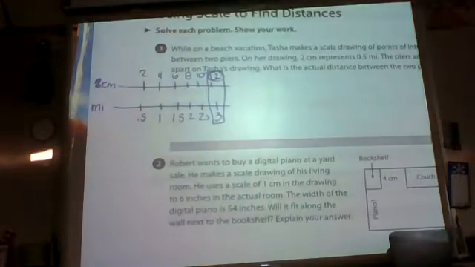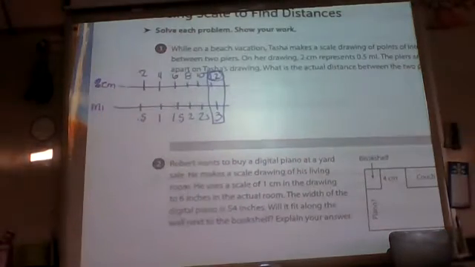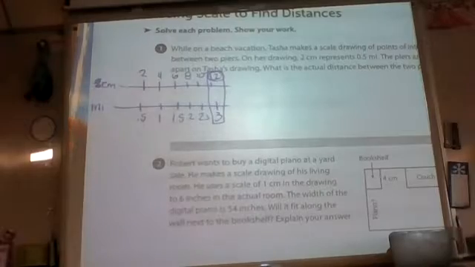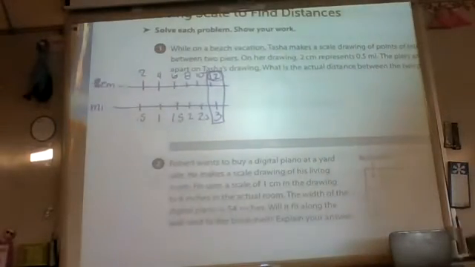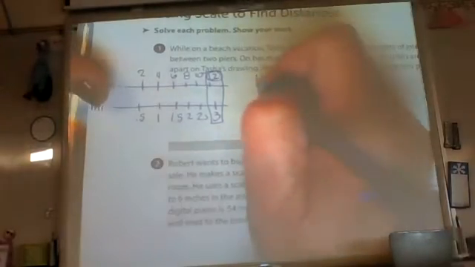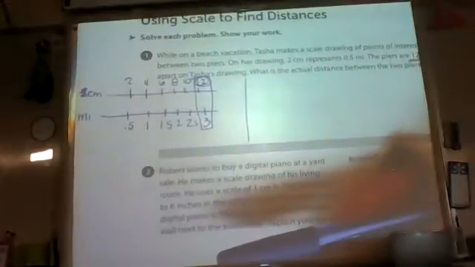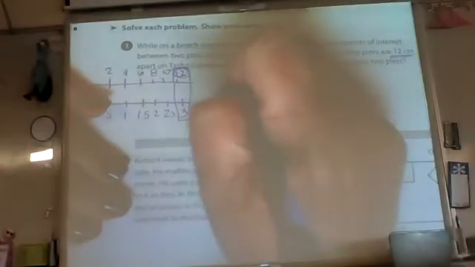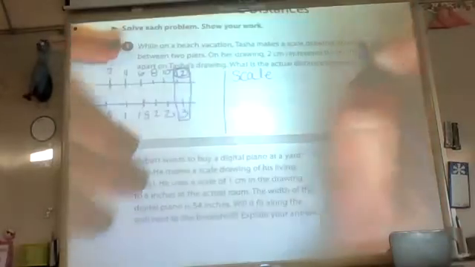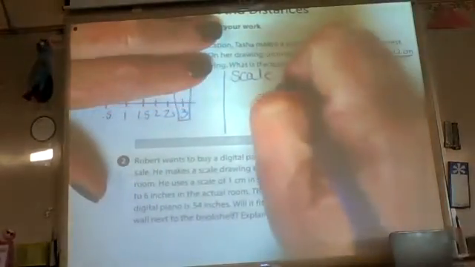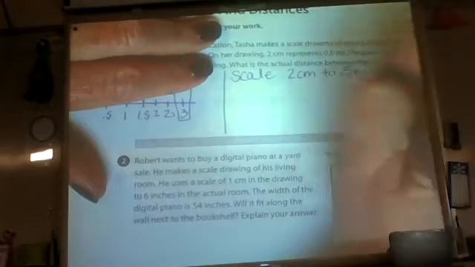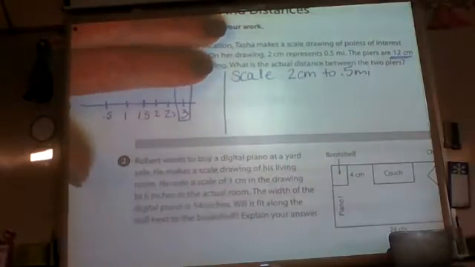All right, so some of you guys might have drawn like a number line or done it that way in your brain, right? So second method. The second method that I want you guys to start getting used to is finding the scale factor. So our scale says 2 centimeters to 5/10 of a mile, right? Isn't that what our scale is?